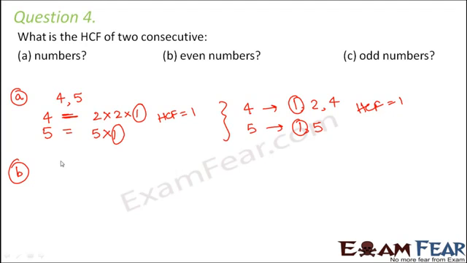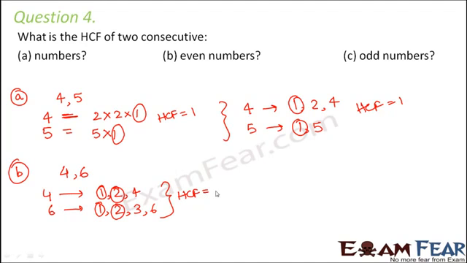Let's talk about two consecutive even numbers. So what do we mean by two consecutive even numbers? For example, if one number is 4, the other number would be 6. Even numbers are those numbers which are divisible by 2. So 4 and 6. So let us look at it. So what are the factors of 4? 1, 2, 4. What are the factors of 6? 1, 2, 3, 6. So what is the HCF? So here this is a common factor 1, another common factor is 2. So which is the highest common factor? Definitely 2.